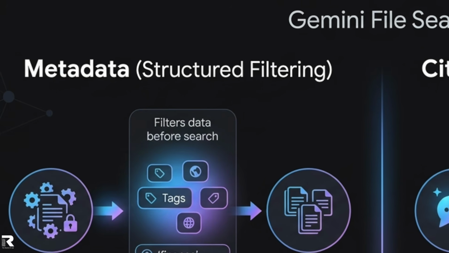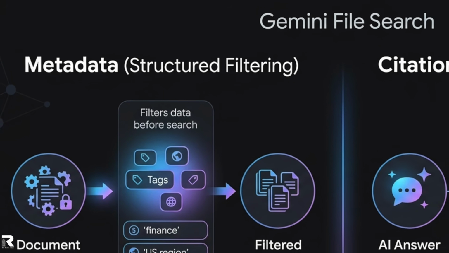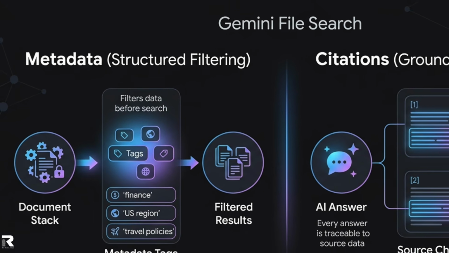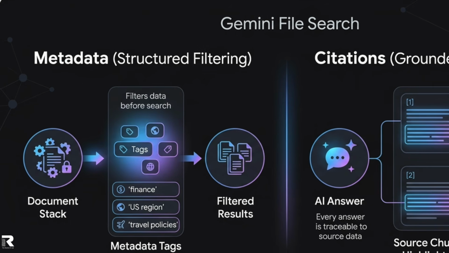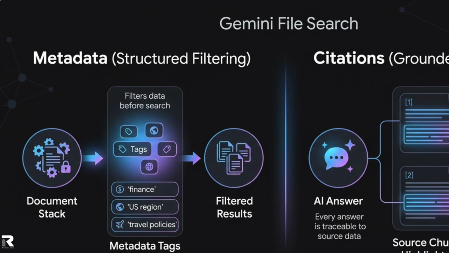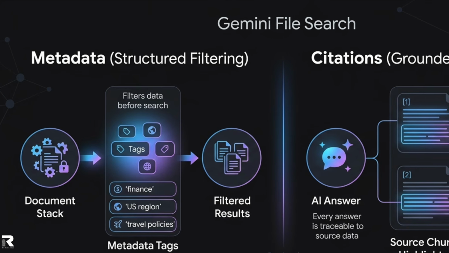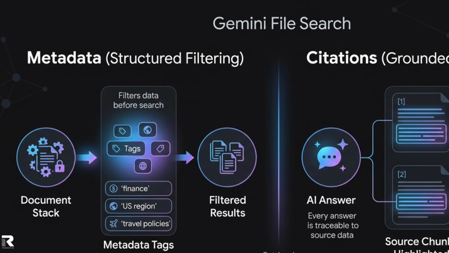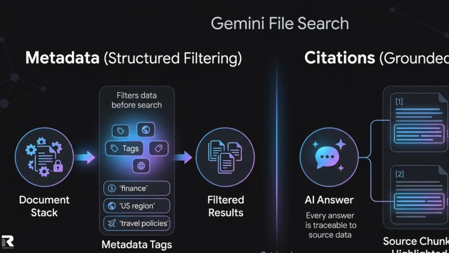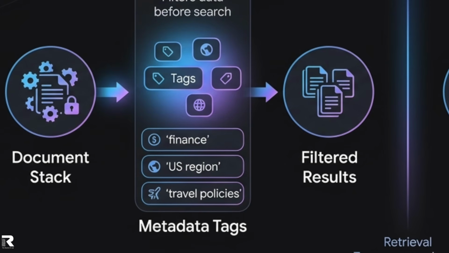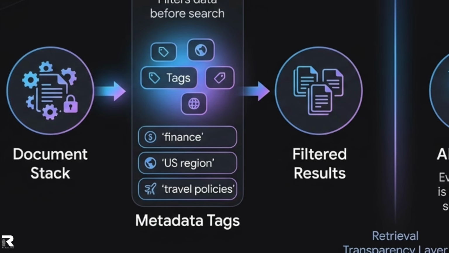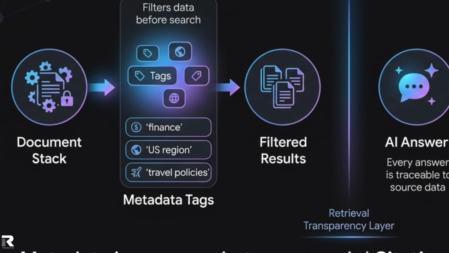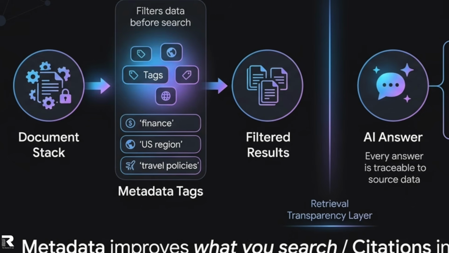Metadata. Metadata is structured information attached to documents, like category, region, or document type. Why it matters. Instead of searching everything, you filter first, then run semantic search on a smaller, more relevant set. Custom metadata. You can define fields like finance, US region, travel policies. Example. So instead of searching all documents, you search a filtered subset and then find the best matches. Metadata turns unstructured files into structured knowledge.